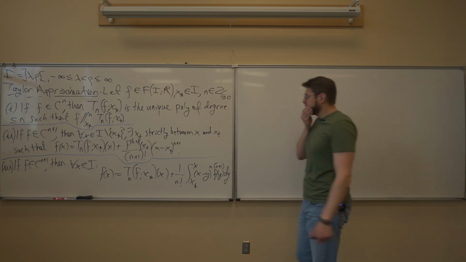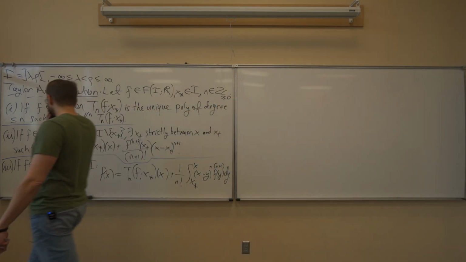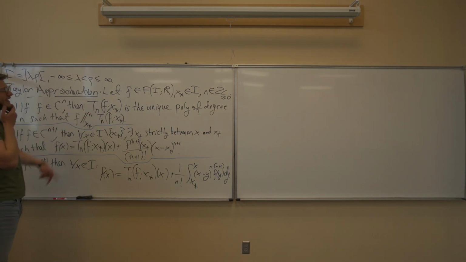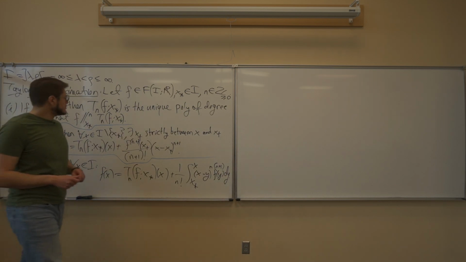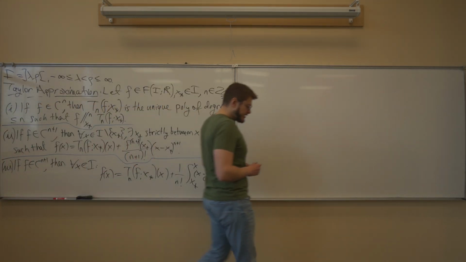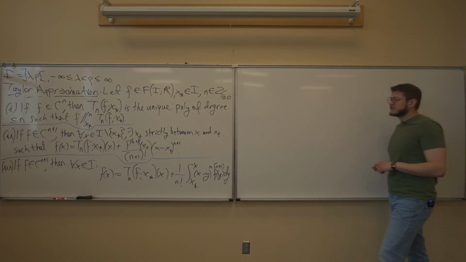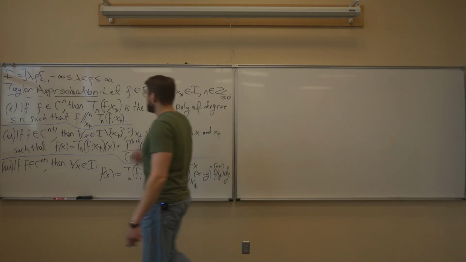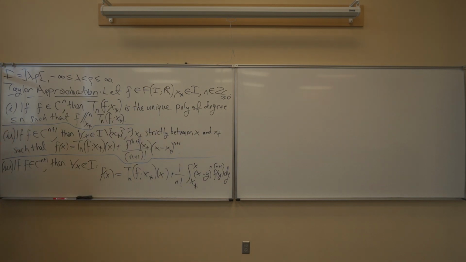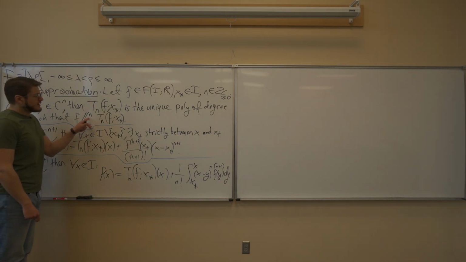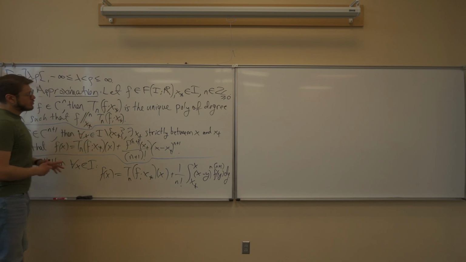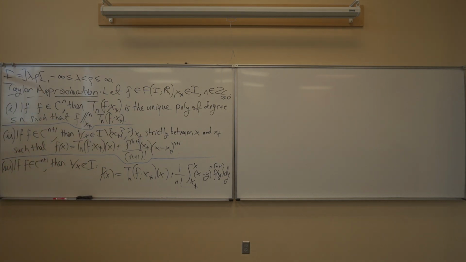Okay, so let me remind you what this Taylor polynomial of degree n was. So the first statement says that if f is n times continuously differentiable, then its order n Taylor polynomial at x star is in fact the unique polynomial of degree at most n that is tangent to f at x star to order n. So I'm gonna remind you what this means.